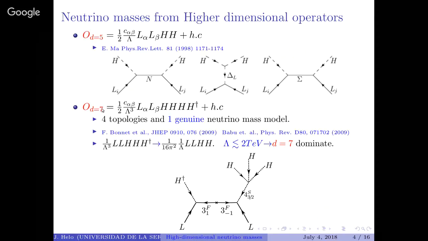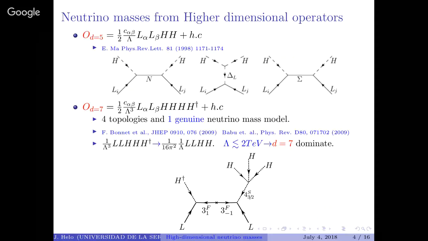Now, at dimension 7, one already finds 4 different topologies, which lead to several model realizations, as is discussed in these papers. In order for these dimension 7 tree-level neutrino mass models to be interesting, it is necessary to forbid or suppress lower order contributions, which are in this case the dimension 5 tree-level seesaw mechanisms. This can be done simply by the particle content not allowing lower order contributions, or by imposing additional symmetries. In our work, we focus on the first possibility: models in which lower order contributions are absent only due to the particle content.